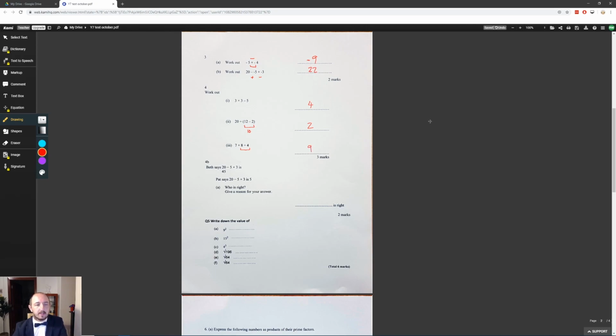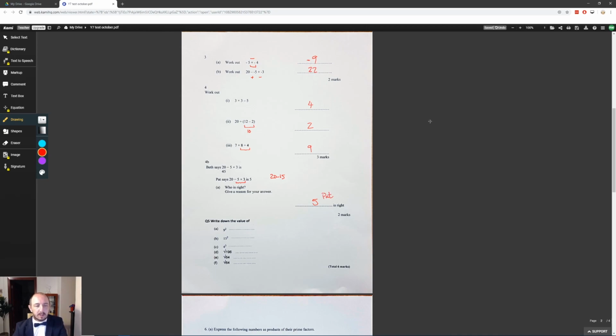Beth says 20 minus 5 times 3 is 45. Who is right, Beth or Pat? Well, because of BIDMAS, we do the 5 times 3 first. It's 15. 20 minus 15 is 5. So that would be Pat is right.